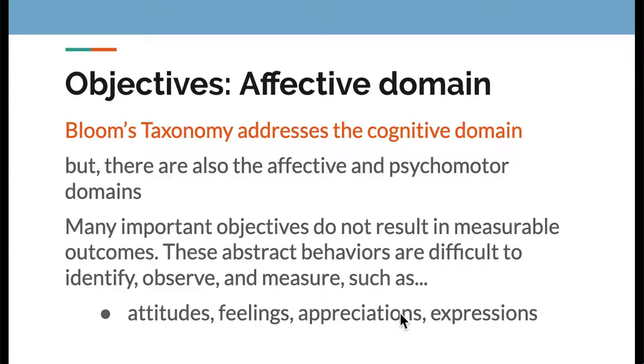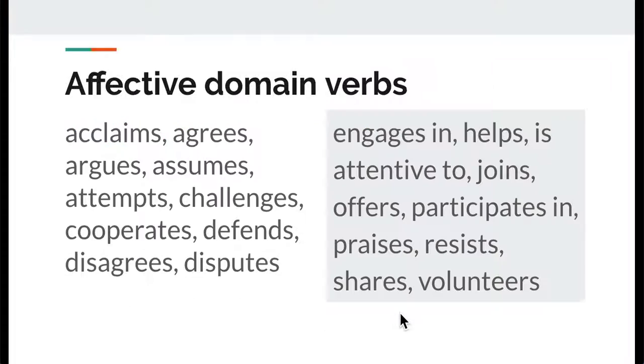But wait, it isn't just about thinking. We do other things in teaching and learning too, don't we? There are other domains. So while Bloom's addresses the cognitive domain, there are also the affective and psychomotor domains. Affective domain is hard to measure because it deals with attitudes, feelings, appreciations, and expressions. Not easy to measure. So let's take a quick look. Here's a group of verbs that come out of the affective domain. Take a look at those.